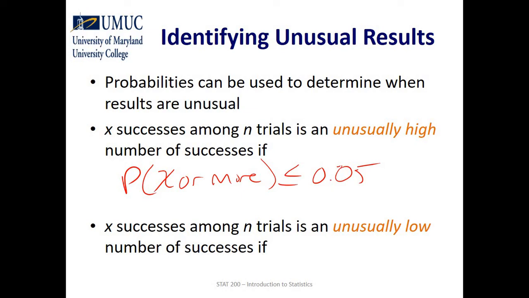0.05 is a well-accepted value for determining when things are unusual. If we have less than a 5% chance of occurring, then it's probably unusual.